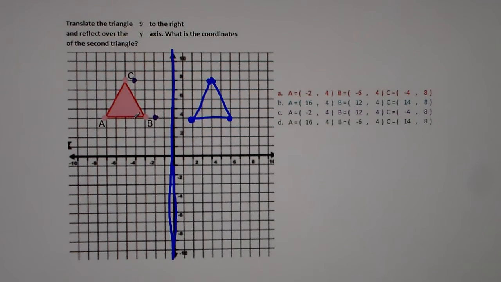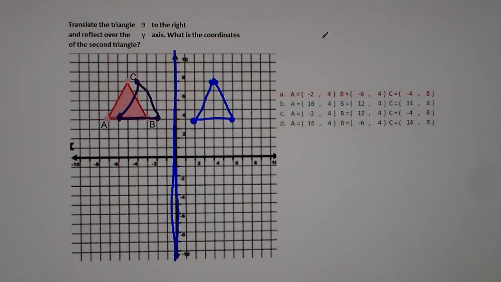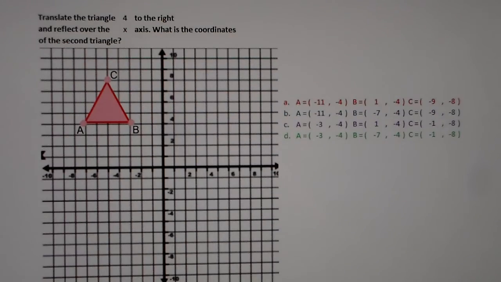It's okay that they overlap. That's going to happen once in a while. So that purple triangle is our double primes, aka our answer that we're looking for. So we find those 3 coordinates and we match them up with the multiple choice over here on the side.